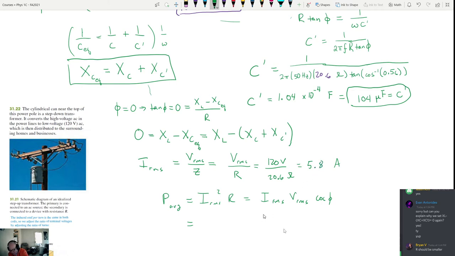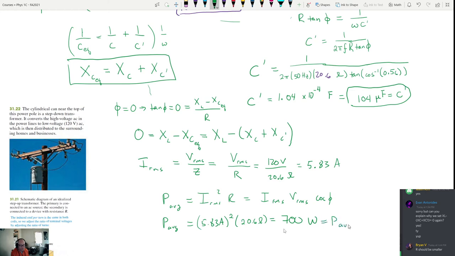And then we take that, we do 5.8 times 5.8, and then multiply by our resistance of 20.6. Let's put one more digit on that, actually. 5.83. So our average power should be 5.83 amps squared times our resistance, which is 20.6 ohms. So we end up getting 700. That is the answer. That's good. Okay.